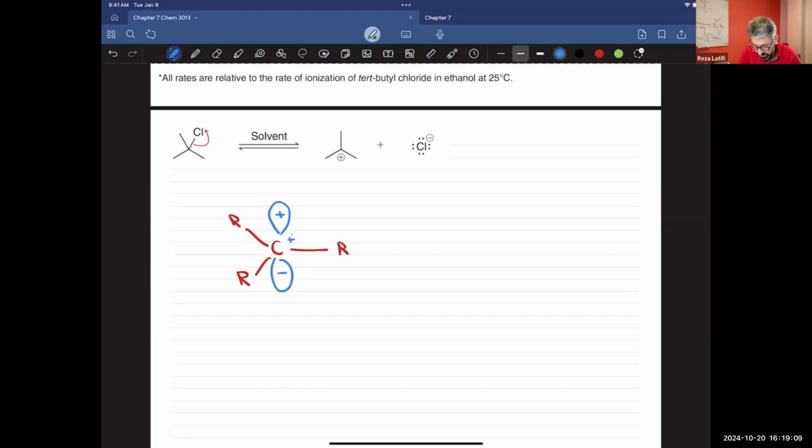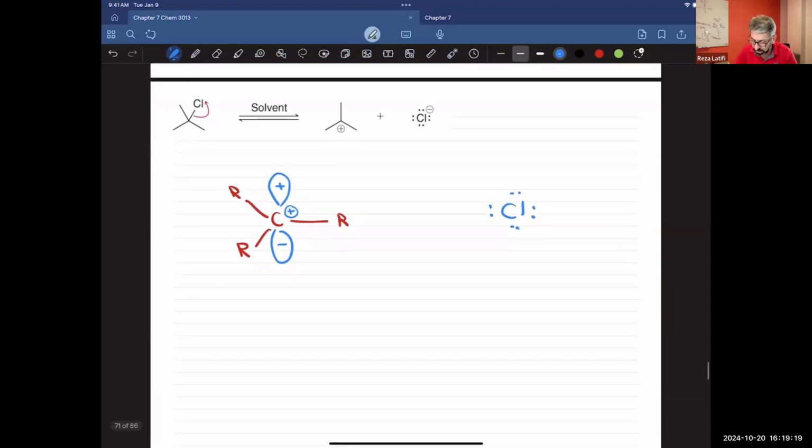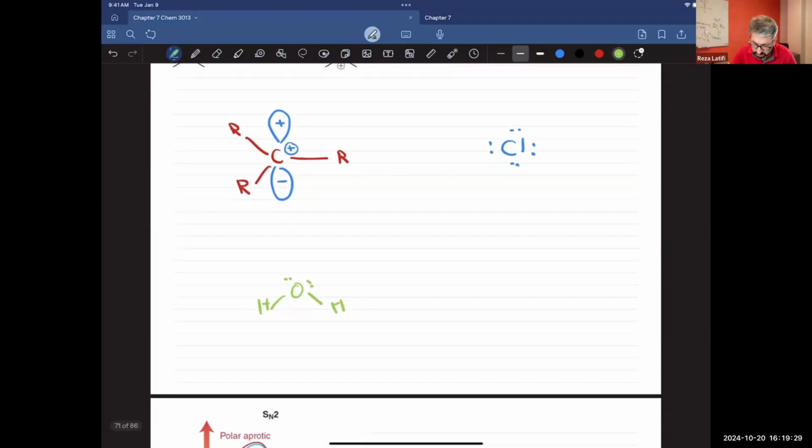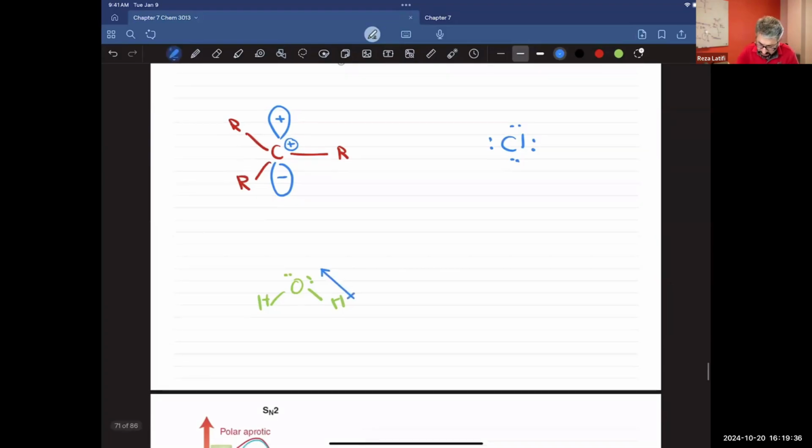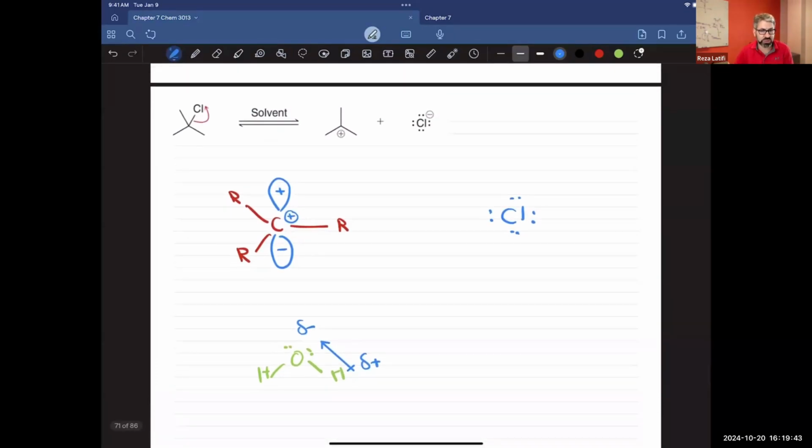There is a positive charge on this carbon. And also we have a chloride, and the chloride has four lone pairs. If you have a polar solvent, like, for example, water, it has lone pairs, and it also has hydrogen attached to an electronegative element. So hydrogen is going to have a positive charge, while oxygen has a negative charge. Now, when it comes to the carbocation, we are missing electrons. So very soon, oxygen will be pointing to the carbocation, and it will try to have interaction with it.